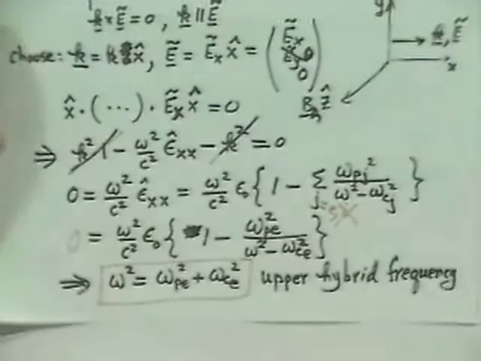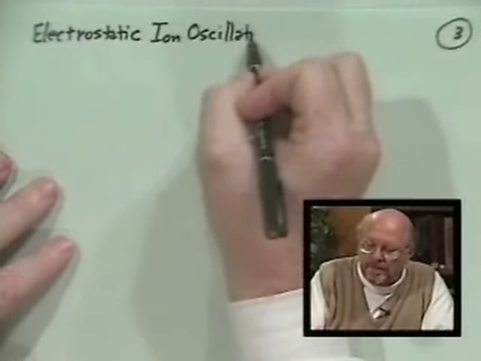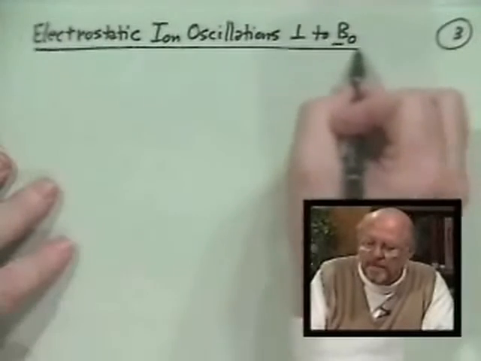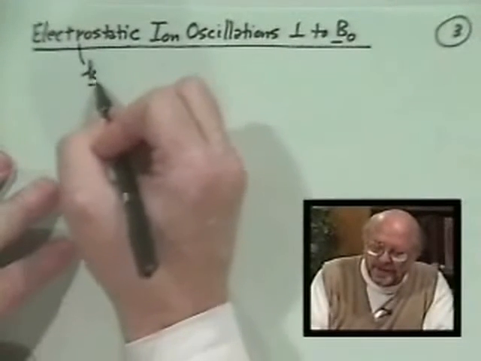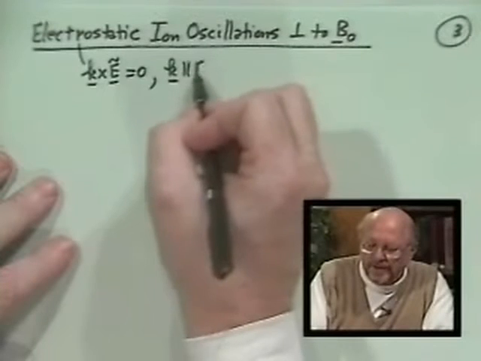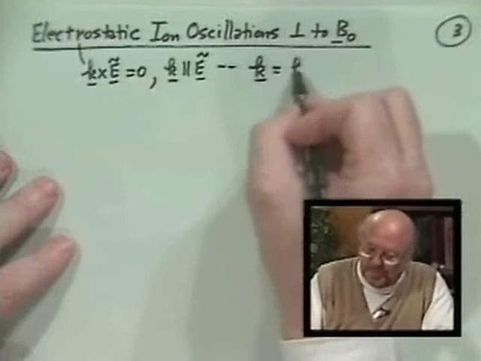Okay, the next one we need to do is the similar thing, but for ions. So the next thing we want to do is electrostatic ion oscillations perpendicular to the magnetic field. Again, electrostatic means k cross E tilde is equal to zero. Therefore, k is parallel to the electric field perturbation. And again, we choose k is equal to kx-hat.